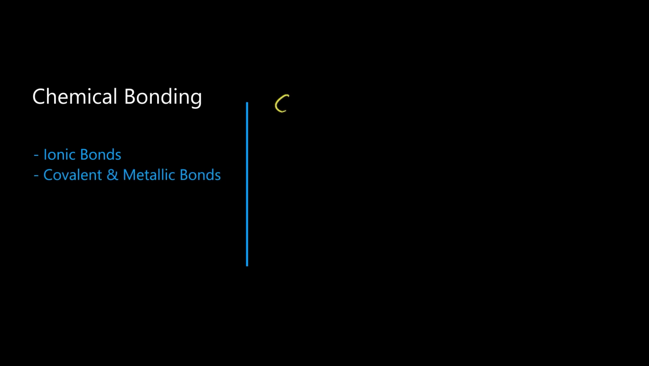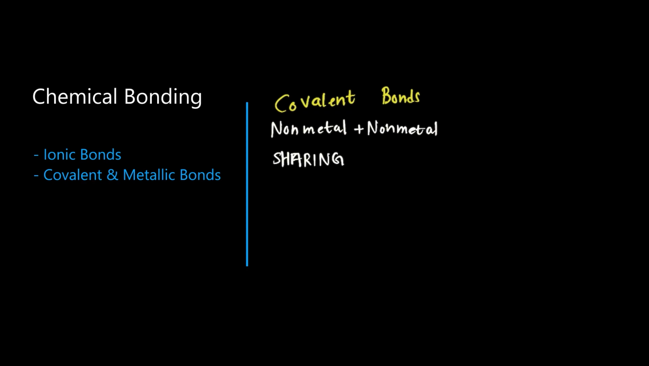Covalent bonds, on the other hand, typically form between two non-metal atoms. Since both non-metals want to gain electrons, neither one can win the tug of war, so instead they share one or more pairs of valence electrons. This shared pair of electrons is attracted to the nuclei of both atoms, holding them together in a stable molecule. This sharing is the essence of a covalent bond.